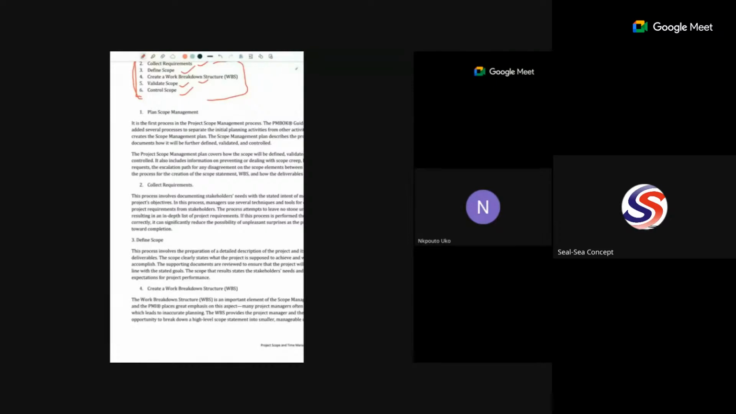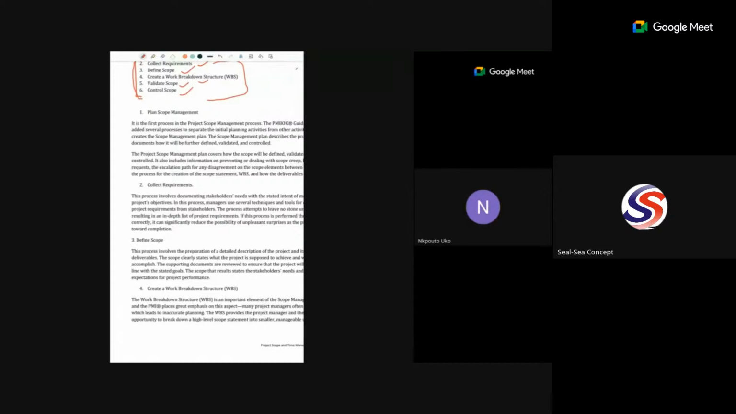Then you move to defining the scope. It is very, very important for you to note that defining your scope means that you should define the scope statement. And this is where you get the necessary documentation. This is where you do the necessary documentation that will guide the execution of your project.